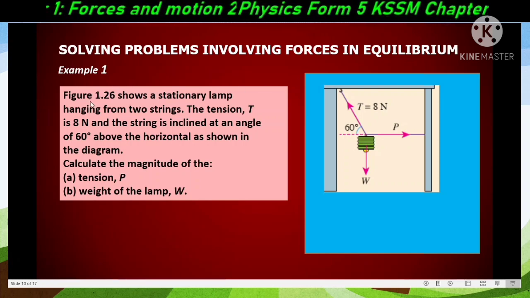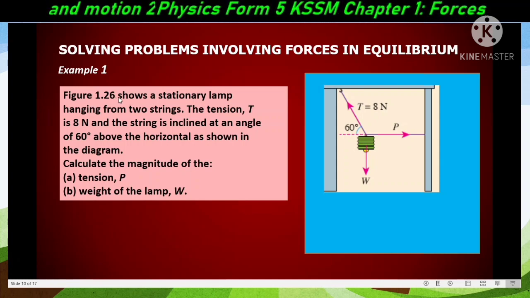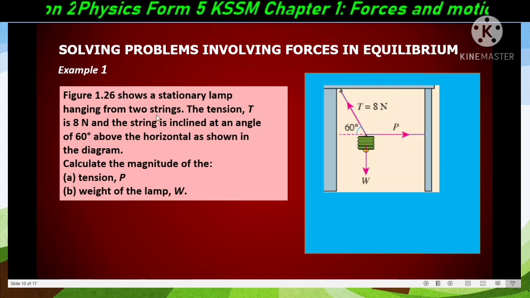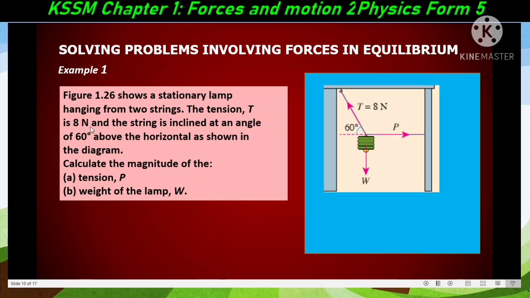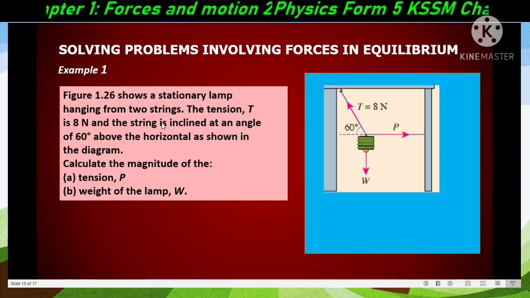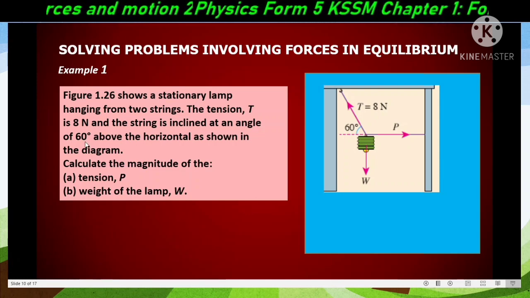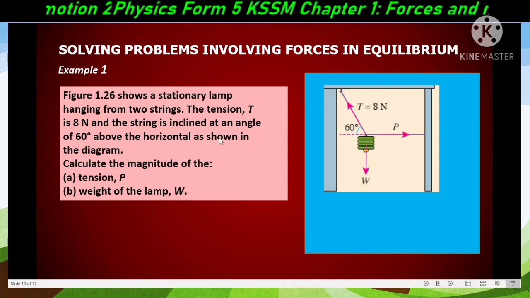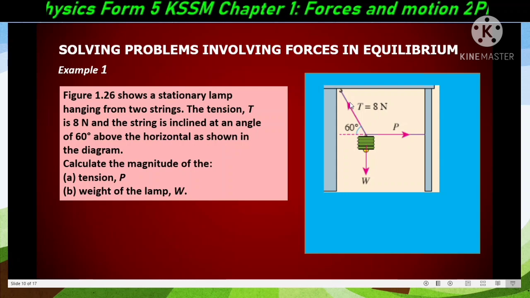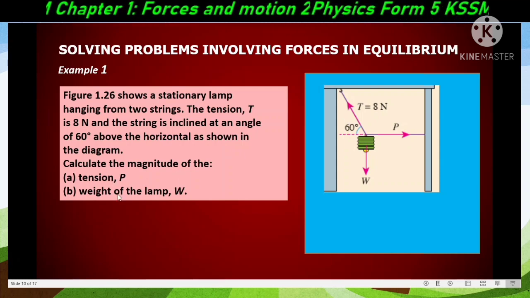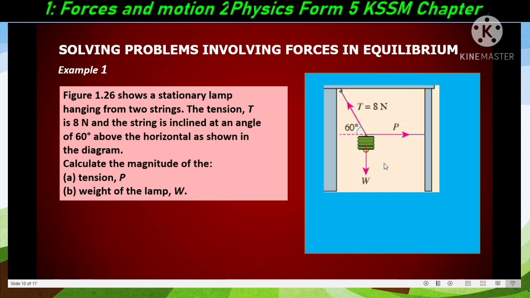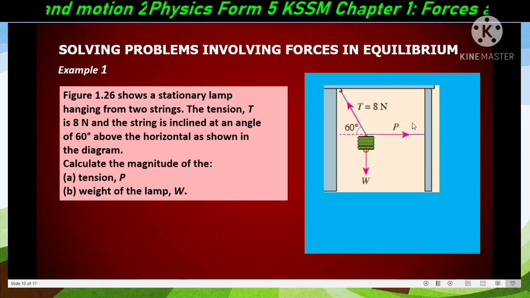Look at example 1. Figure 1.26 shows a stationary lamp hanging from two strings. The tension T is 8 Newton and the string is inclined at angle 60 above the horizontal. Calculate the magnitude of tension P and the weight of the lamp W. Okay, so look at the diagram here.